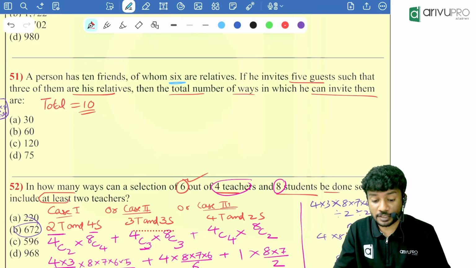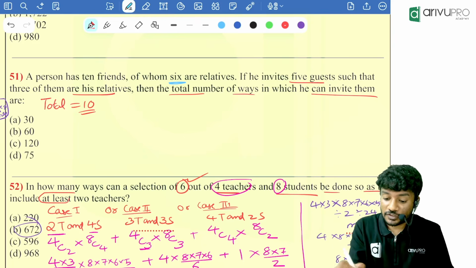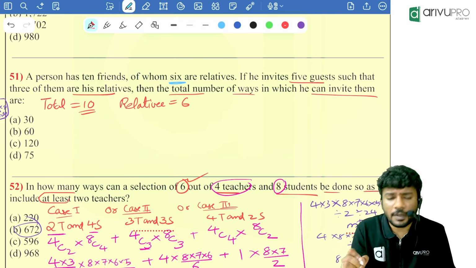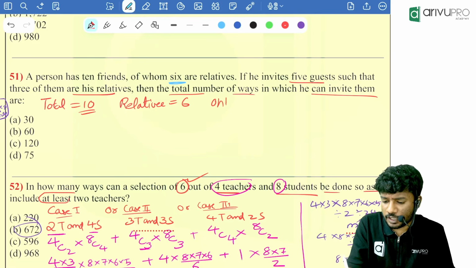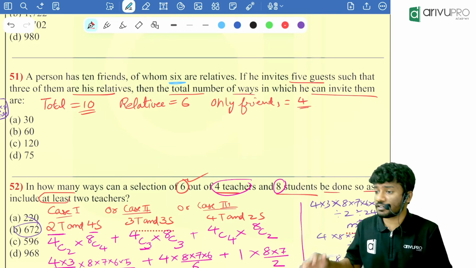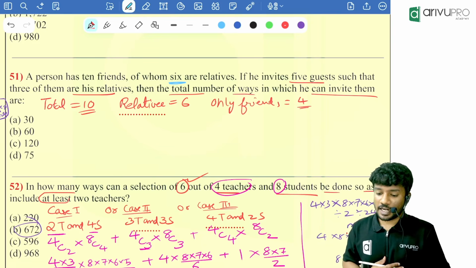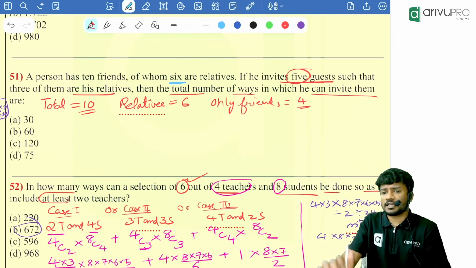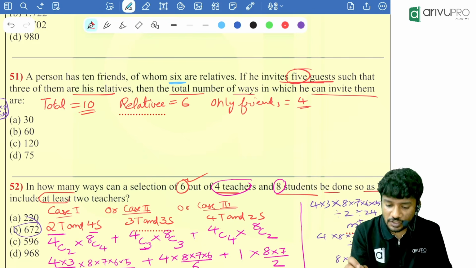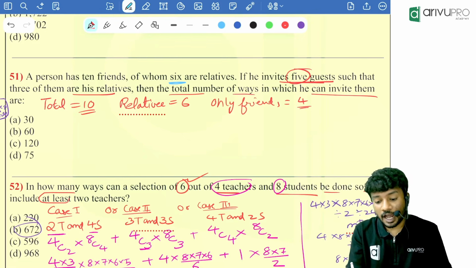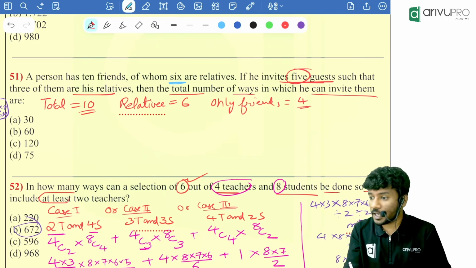10 people are there in total, right? 6 are relatives. Then you tell me how many are just friends. 4 are just friends. Okay, 6 are relatives, 4 are just friends. Now the question is, if we invite 5 guests, such that 3 of them are his relatives, then how many will be friends? The remaining 2 will be friends.